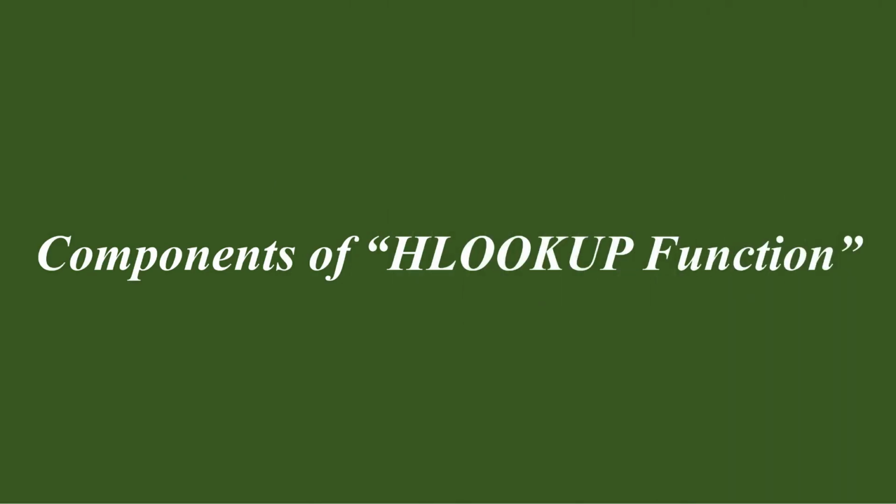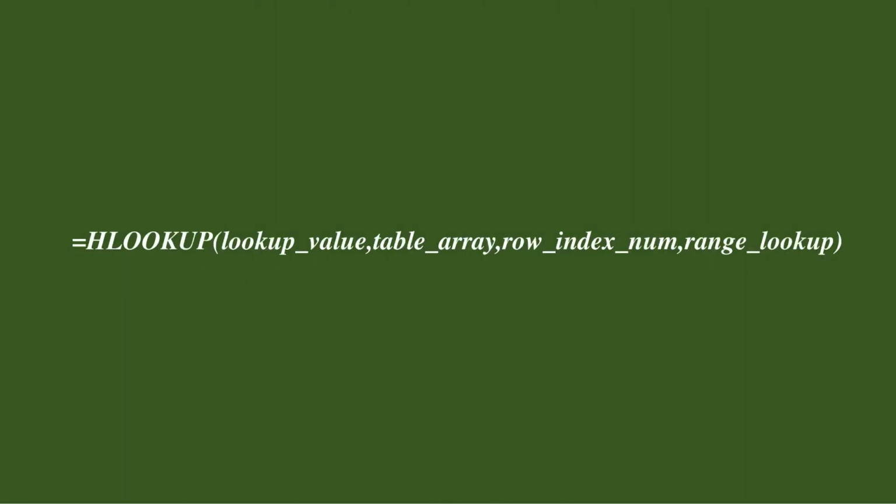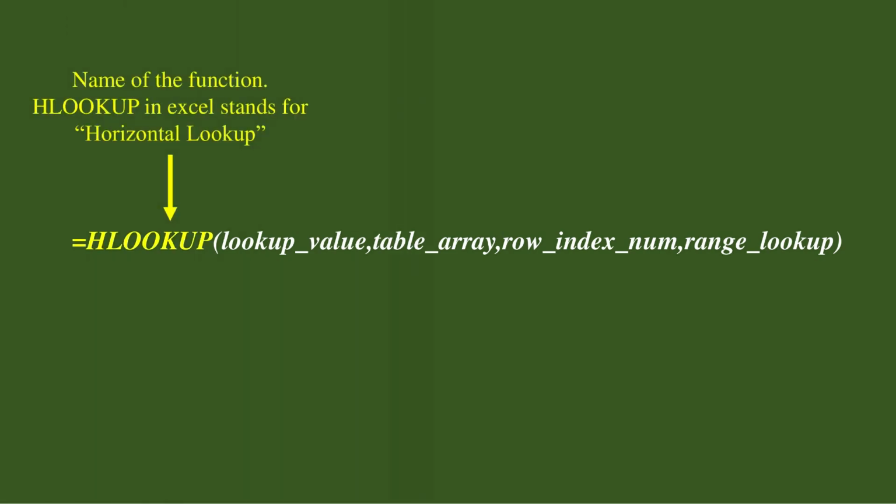As we all know, it is mandatory to specify certain values and cells when writing an Excel formula. Then we have to specify certain values and cells when writing the HLOOKUP function as well. So this is how we can write the HLOOKUP function in Microsoft Excel. You can see there are four main components involved with writing the HLOOKUP function other than the name of the function. Now we'll simply look at what each component is.